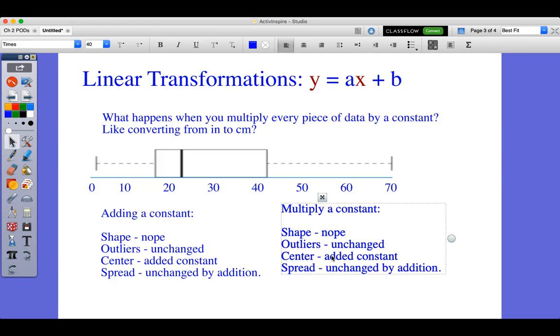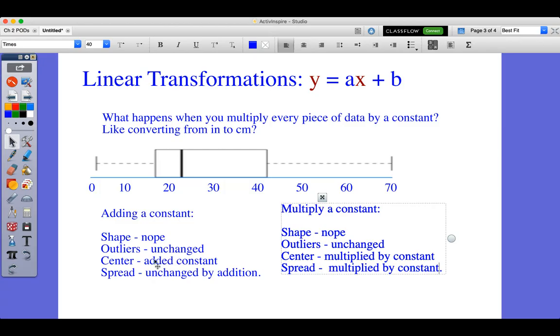The center, what happened to it? The center doubled, because remember the center earlier was at 12, now it's about 24. Okay, so we multiplied by the constant. Did the spread change? Well, if you think about it beforehand, my range was 35, now my range is 70. And so the spread does get multiplied by the same constant, okay? And so there are predictable things that happen.